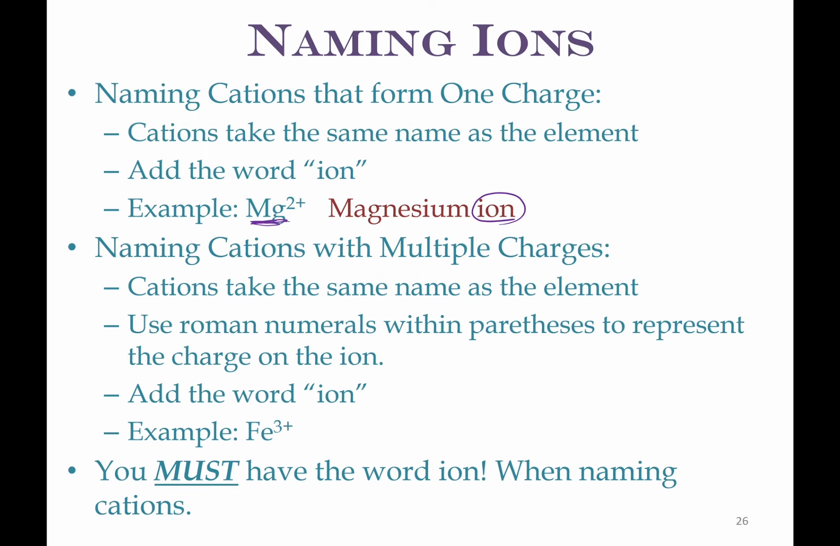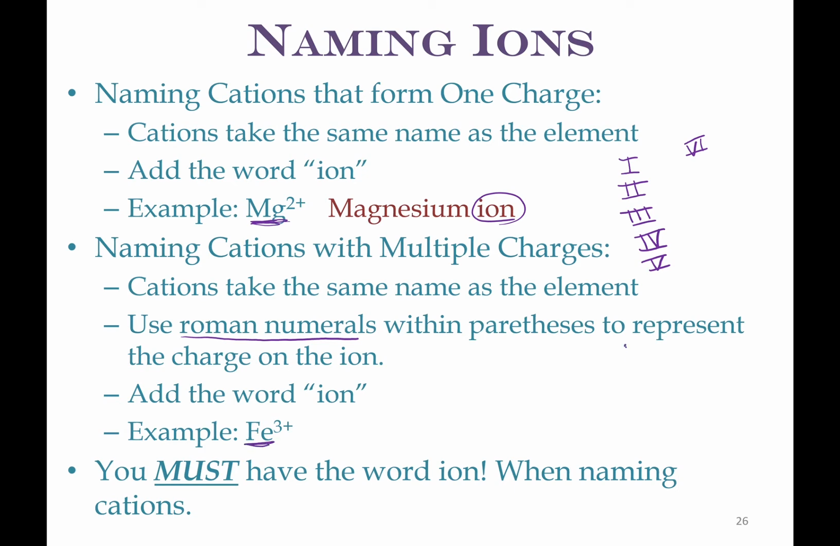Cations take the same name as the element, and if we can form more than one type of charge, more than one type of cation, you will use Roman numerals. If you remember Roman numerals, 1, 2, 3, 4, 5, 6 is probably as high as we need to go. So what you're going to do is take the element name, put the charge in Roman numerals, and add the word ion.